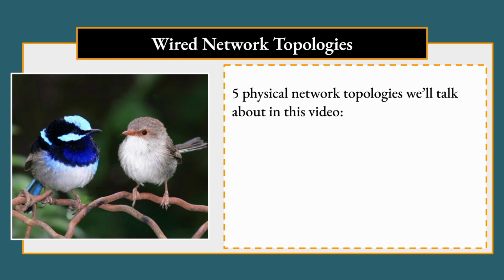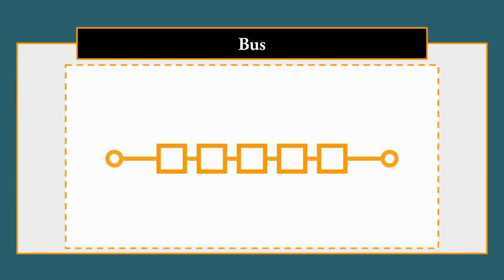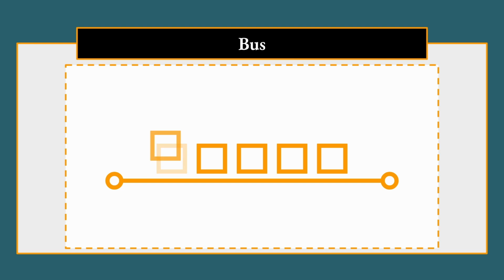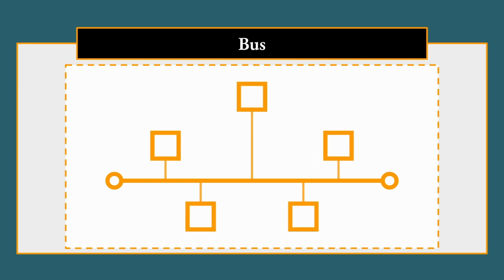So, there are 5 types of network topologies I'll cover in this video. We'll talk about bus networks, ring networks, star networks, mesh networks, and hybrid networks. This is a bus. And this is a bus topology. This topology, as well as the next one, were the 2 earliest types of networks.